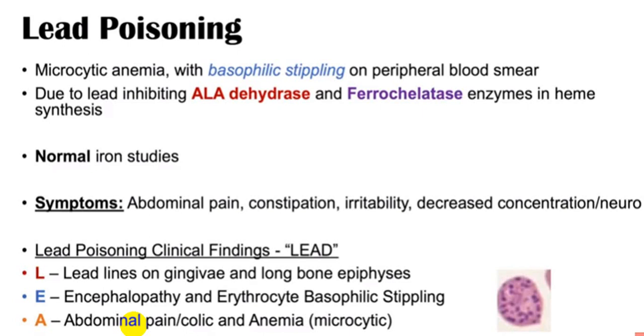Lots of investigations are done and all are normal. So they come to you with what we call lead colic, and they will have microcytic hypochromic anemia, and in a peripheral smear you will get basophil stippling. And D stands for neuropathy, where you get wrist drop and foot drop, quite common. So when you get these findings along with anemia, do suspect lead toxicity.